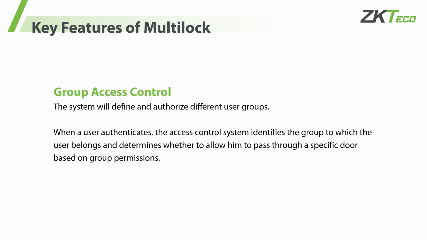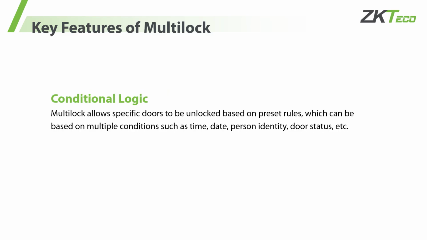When a user authenticates, the access control system identifies the group to which the user belongs and determines whether to allow him to pass through a specific door based on group permissions. The third point is conditional logic. Multilock allows specific doors to be unlocked based on preset rules, which can be based on multiple conditions such as time, date, person identity, door status, etc.